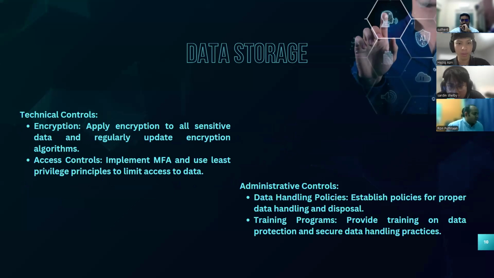Lastly, we talk about technical controls. So for technical controls in encryption, we apply encryption to all the sensitive data and regularly update the encryption algorithms. This will also include implementing the MFA and using the least privilege principle to access the data and limit the access to data.